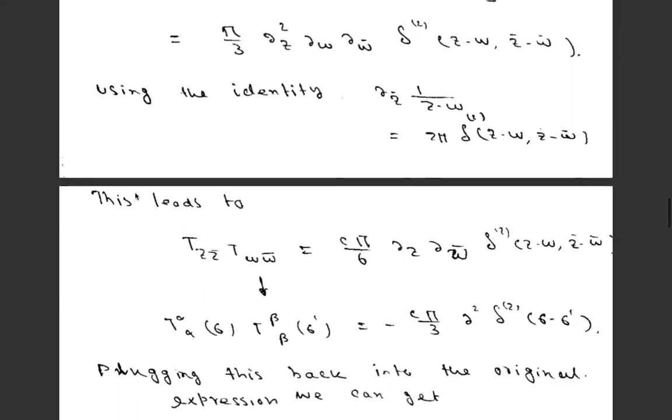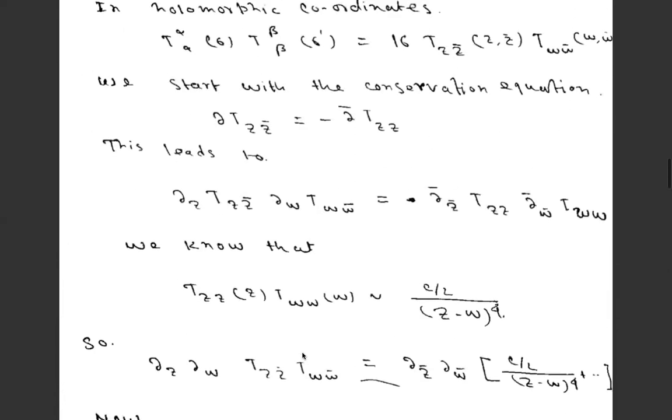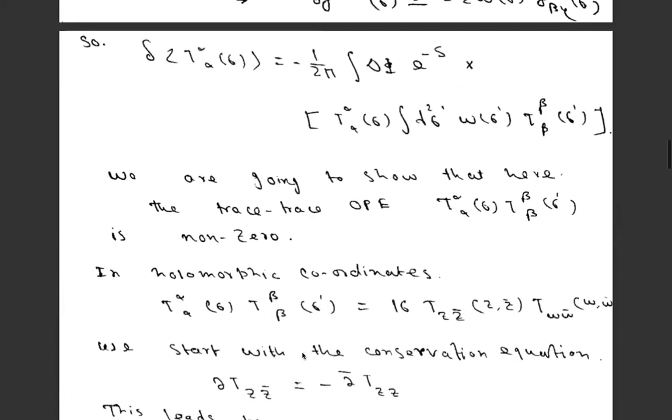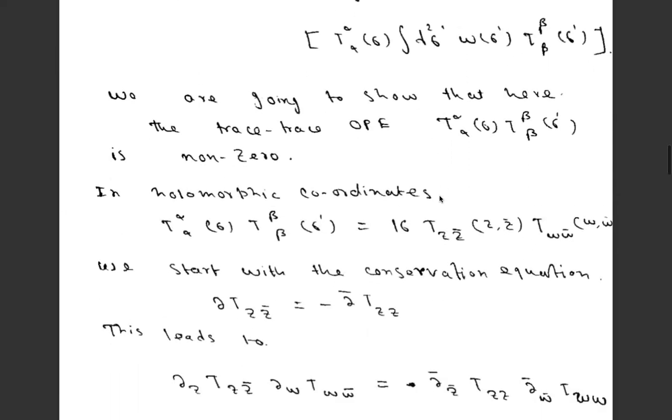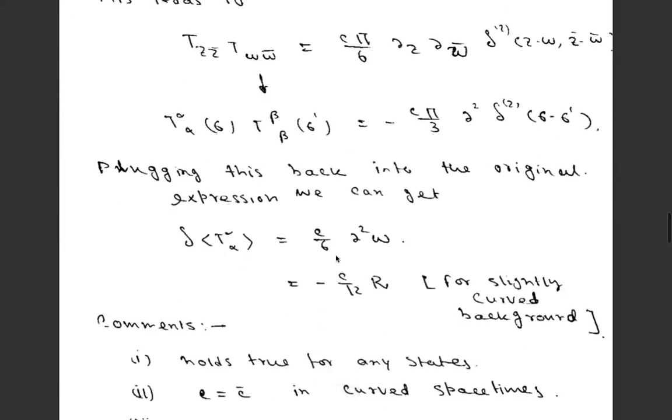Now if we plug this back here, take this expression of the delta function identity and plug this back in, then we shall have two derivatives acting on the delta function, but we are integrating over sigma prime. So the derivatives will be shifted to this function omega, right? If we compute this, we shall get that delta T alpha alpha would be equal to c by 6 times del squared omega. Sorry.